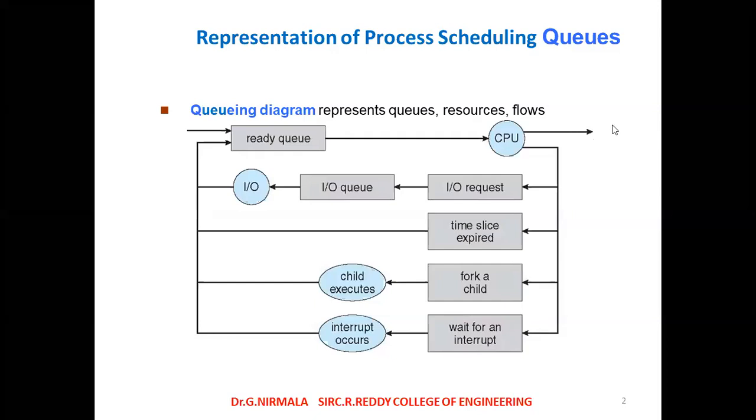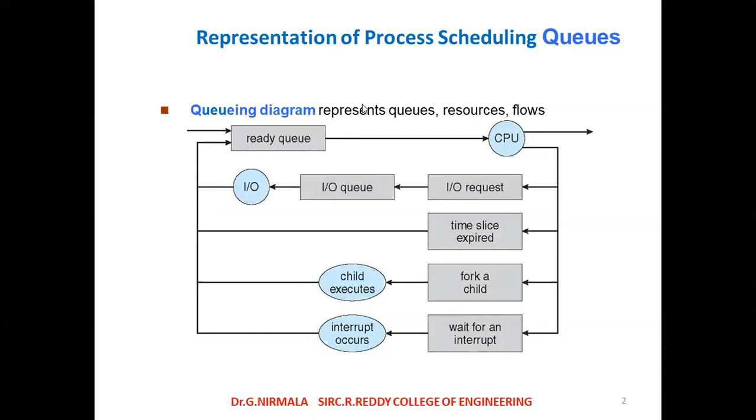Out arrow, for example, that is not a normal termination. The process may not be executed in a normal termination. It means it is an abnormal termination. Then either an IO request will be there, or time slice expired, fork a child, or wait for an interrupt. These are the various queues used in case of the scheduling concept.